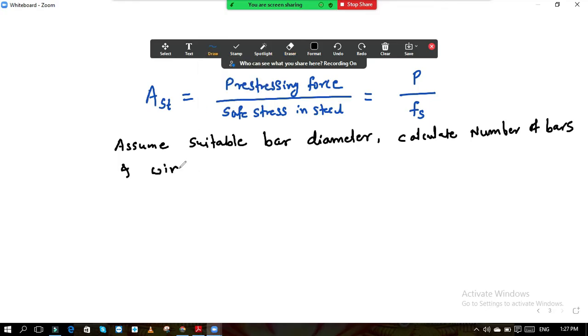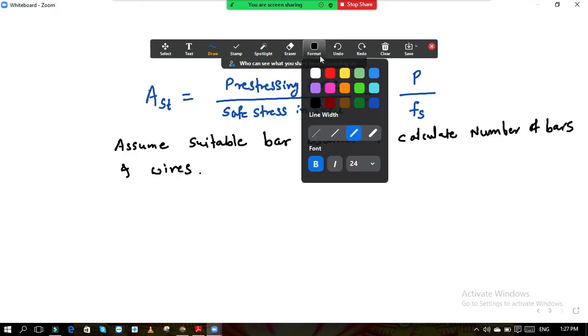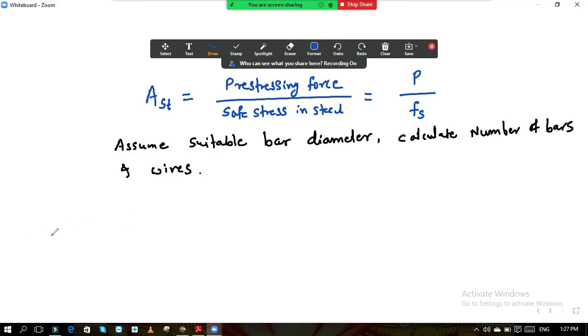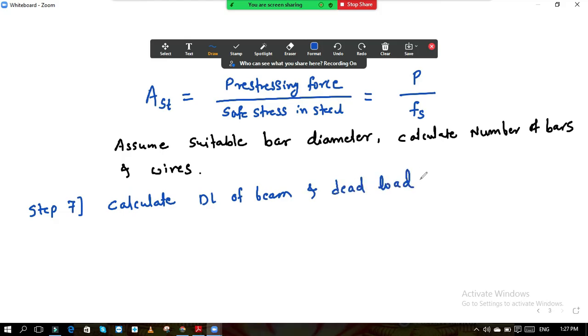Or we can call it as ys. Okay. So now we will see while solving the problem. Then step number 7: calculate dead load of beam and dead load moment.